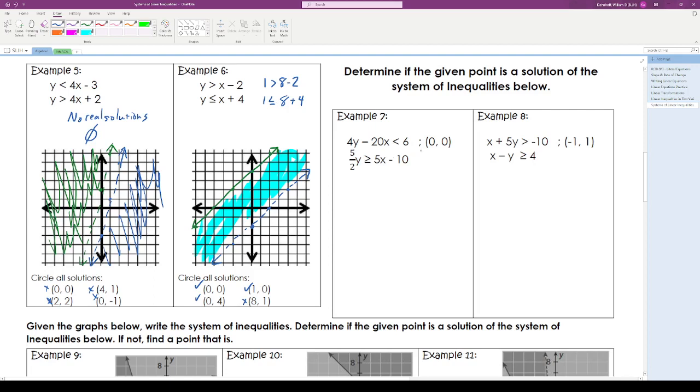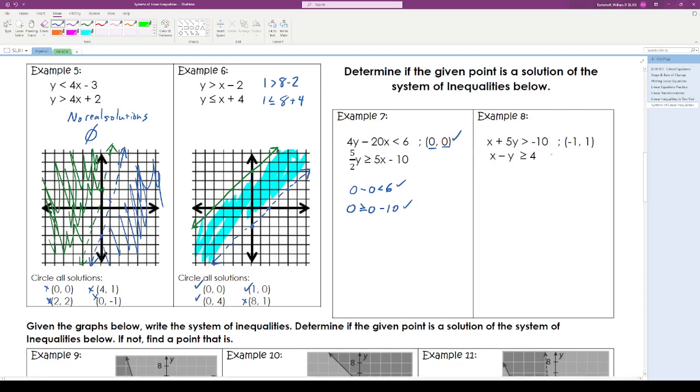Okay, so the next one we need to check whether a point is a solution to this system. We can easily do that like we just talked about by plugging in the x and the y value. So if we plug in x and y here, we get 0 minus 0 is less than 6. That's true. Then we would get 0 is greater than or equal to 0 minus 10. So that says 0 is greater than or equal to negative 10. And that's true because negative 10 is further left on the number line. So this is a solution because it fits both of our inequalities.